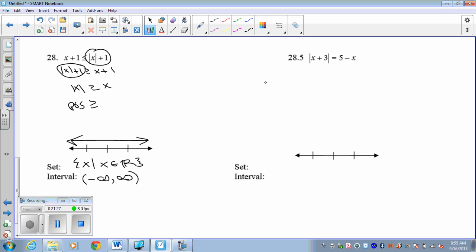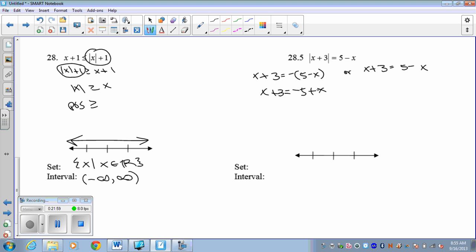All right. Over here, we got absolute value already isolated. So let's go ahead and split it out. It's an equal sign, so I need two separate equations. x plus 3 equals 5 minus x, or x plus 3 equals negative 5 minus x. Over here, I'm going to distribute that negative.